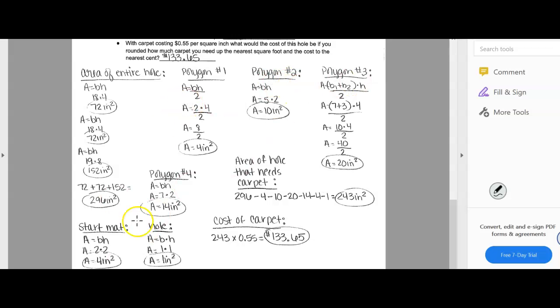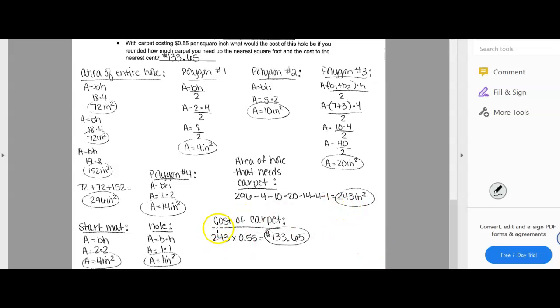Then they found the area of their 4 polygons. They found the area of the start and the area of the hole. They then took the area of the whole thing, and then they subtracted each of those polygons in the start and the hole. The cost of the carpet, don't worry about that. Yours is different. Yours is not 55 cents.